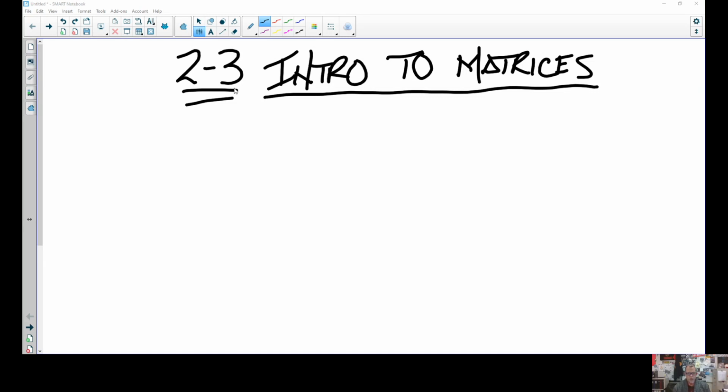We are going to do 2-3 today, which is Introduction to Matrices. What we're going to talk about with matrices, and matrices is just the plural form of matrix, guys. And yes, just like the movie Matrix, but not just like the movie, because this is the math matrix, not a computer matrix that gives you dreams, I think is the whole system behind Matrix, the movie.